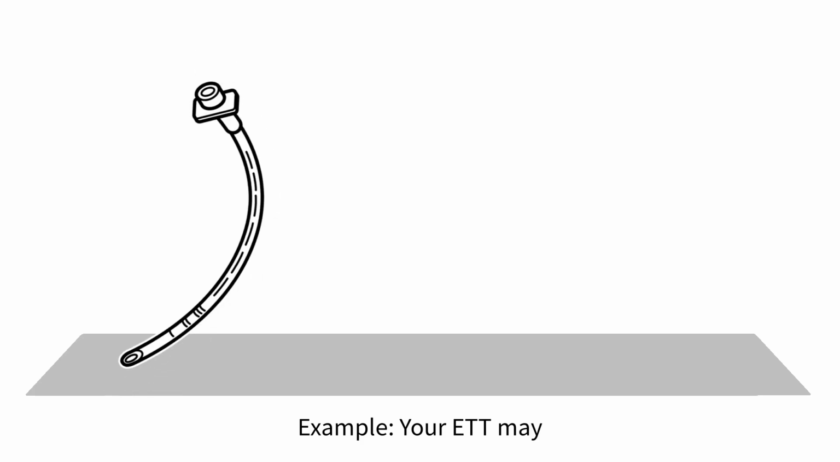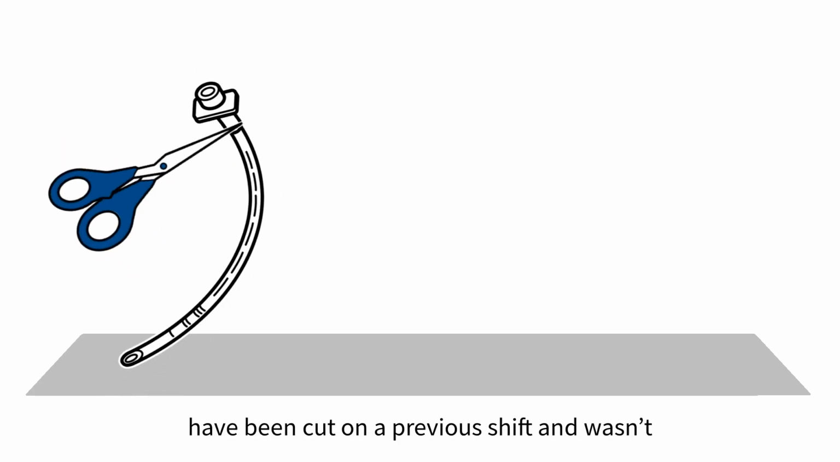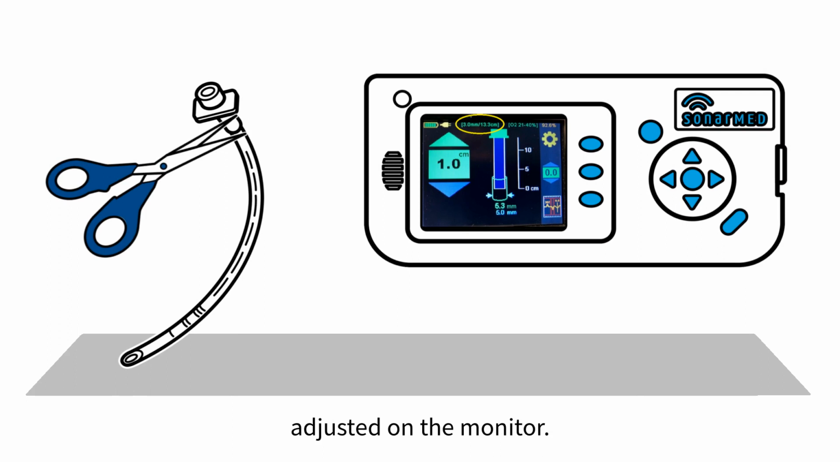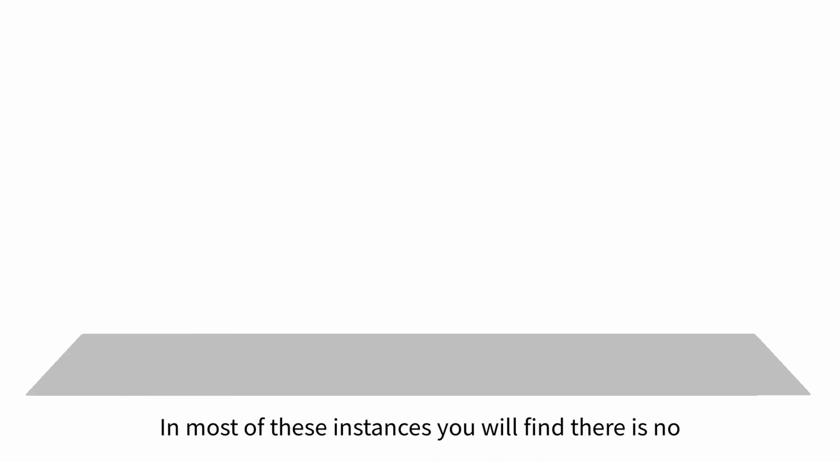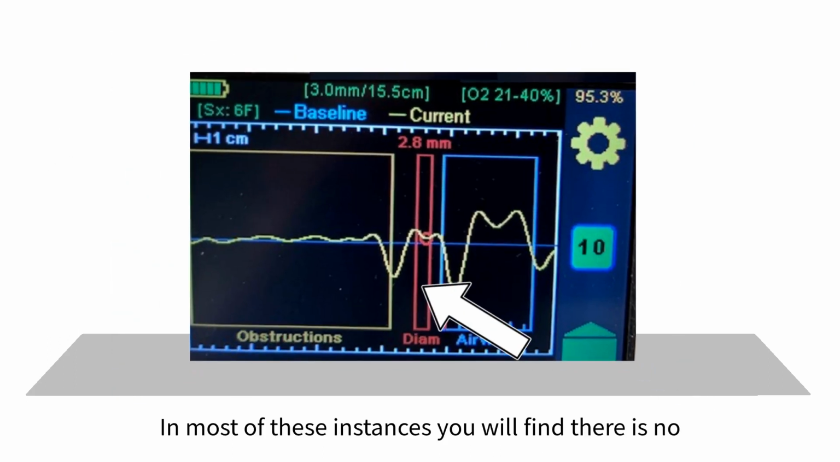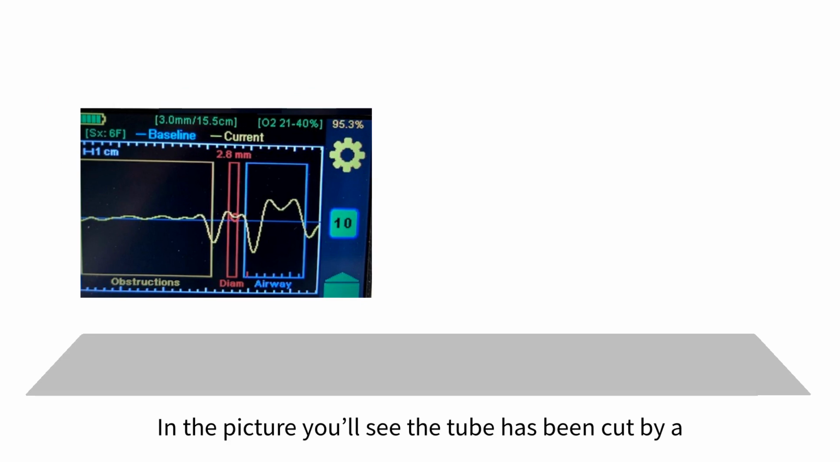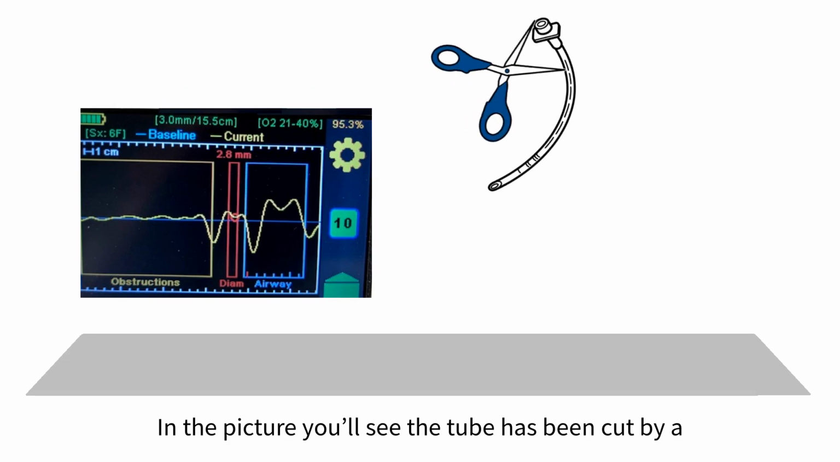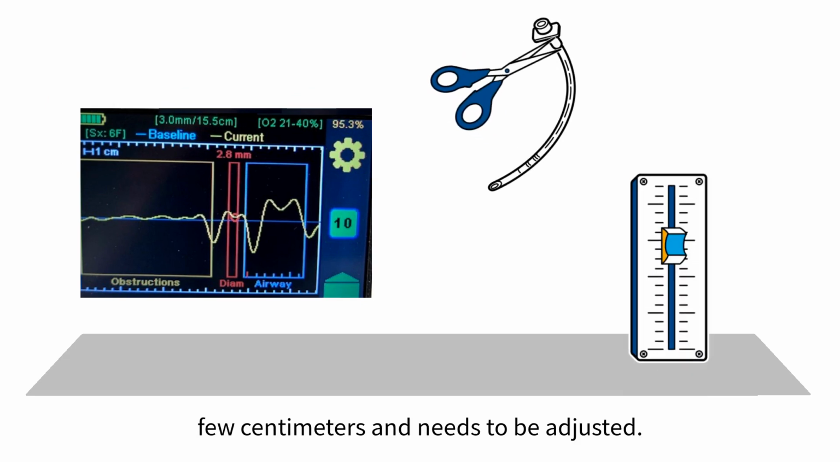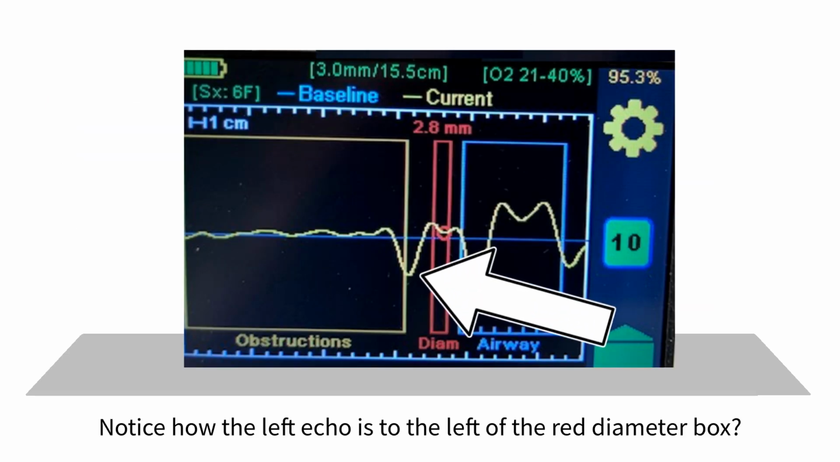Example, your ETT may have been cut on a previous shift and wasn't adjusted on the monitor. In most of these instances, you will find there is no green circle visible on the waveform screen in the diameter box. In the picture, you'll see the tube has been cut by a few centimeters and needs to be adjusted. Notice how the left echo is to the left of the red diameter box.